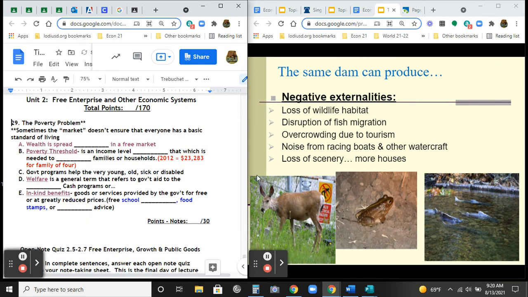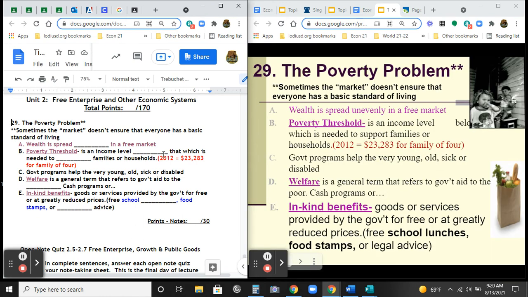And then you get some other issues. You get what's known as the poverty problem. Sometimes the market doesn't ensure that everyone has a basic standard of living. Wealth is spread too unevenly, sometimes in a free market. And the negative of that is you're going to have people that really suffer to take care of their basic needs. And when you're below the poverty threshold, your income level is not enough to support your household.